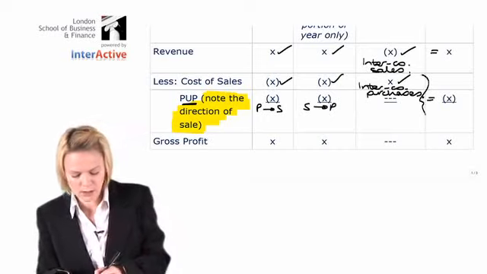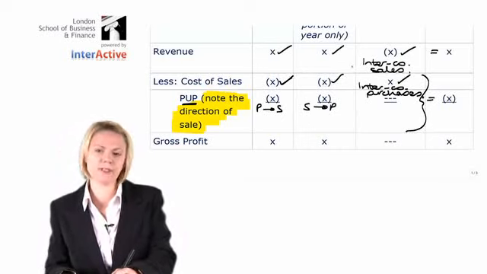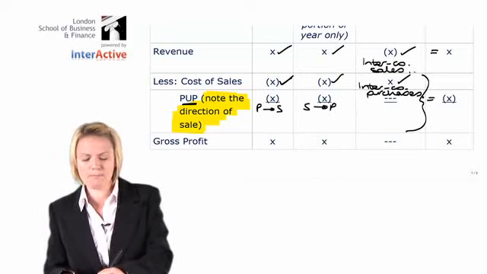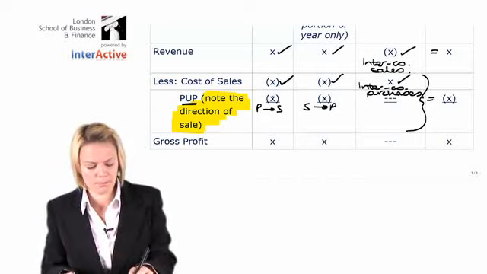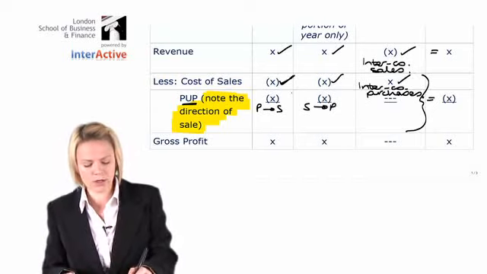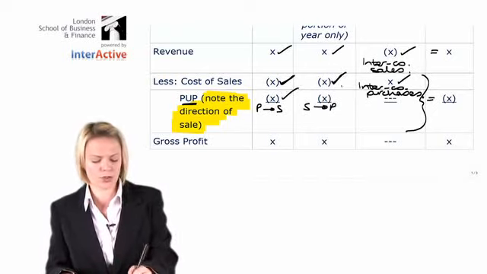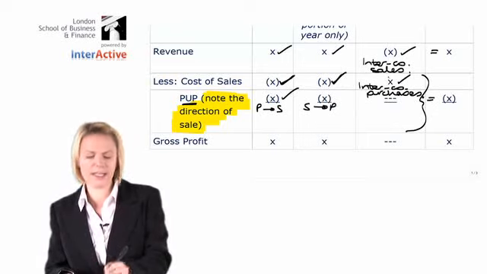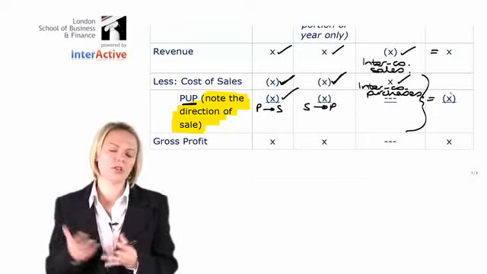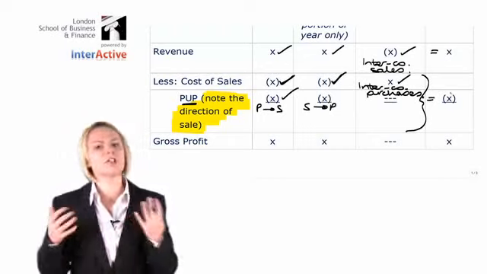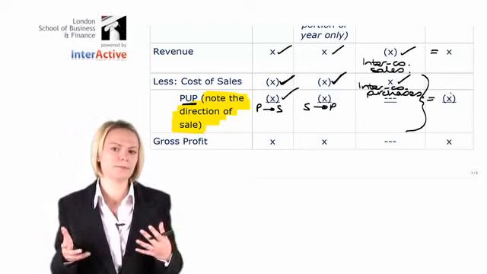So, what we do then is we say parent cost of sales plus subsidiary cost of sales plus PUP minus the intercompany purchases will give you the group cost of sales for the year. So PUP gets added to cost of sales usually. So that's what we're going to do.